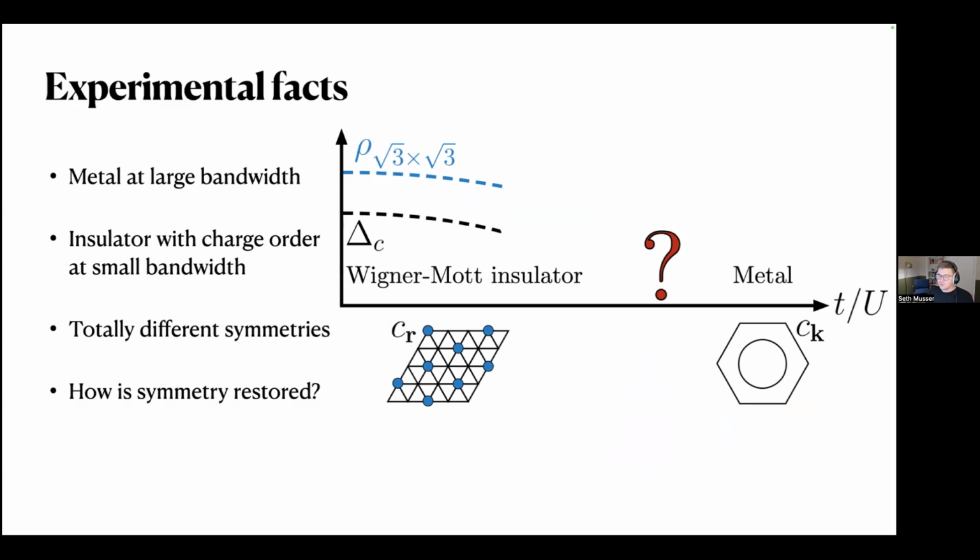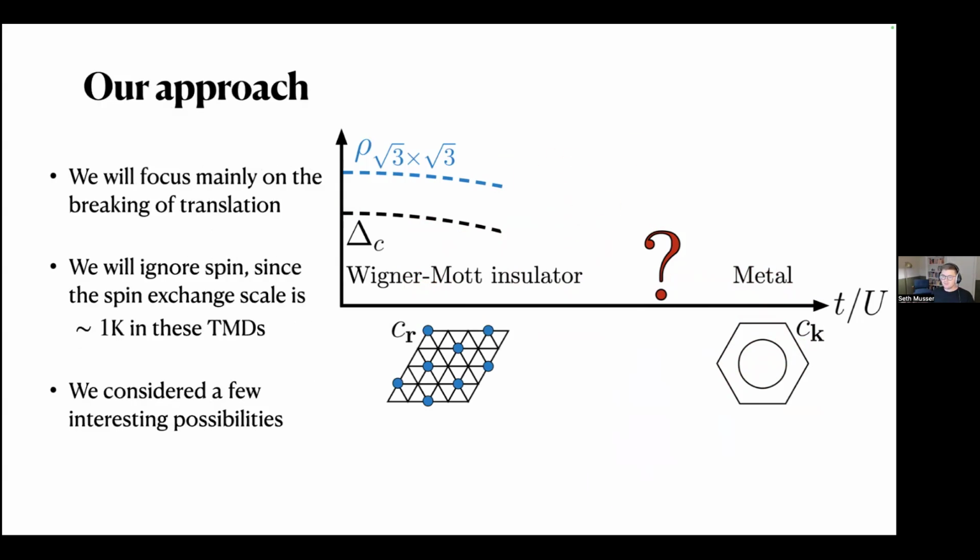Yeah, so this is kind of the experimental facts as they stand. And these two phases are really different. The metal has all of these low energy degrees of freedom associated with the Fermi surface, and it preserves translation, while the Wigner-Mott insulator breaks translation and has a gap to all excitations. So there's a big question mark. And myself and collaborators, we've mainly focused on the breaking of translation, and we've kind of ignored the spin degree of freedom.